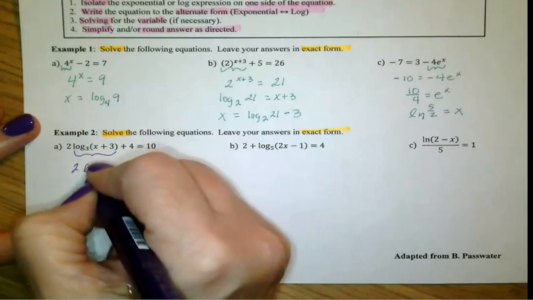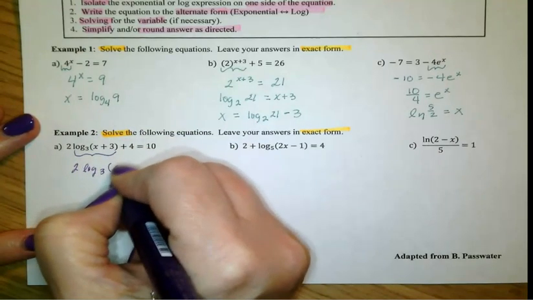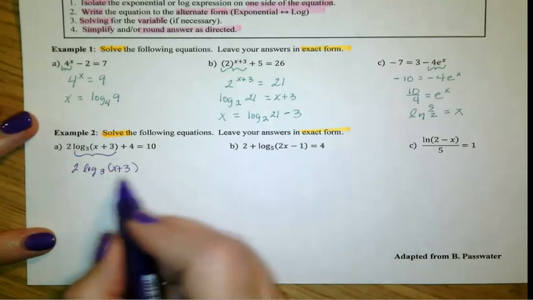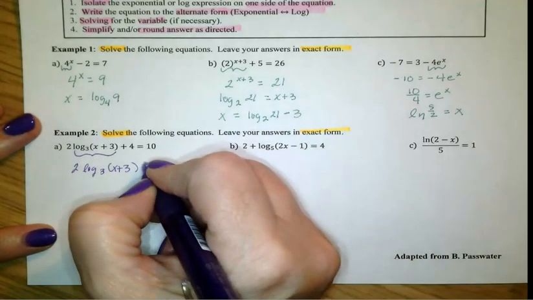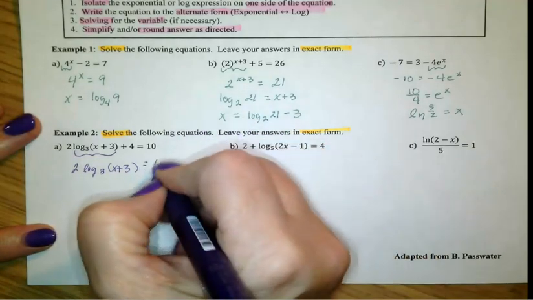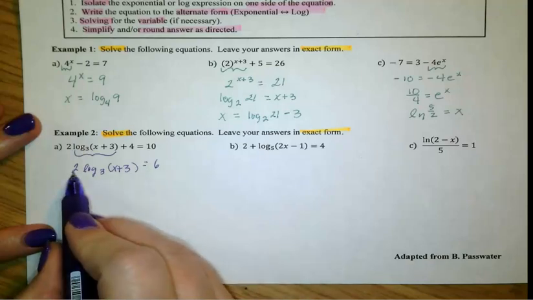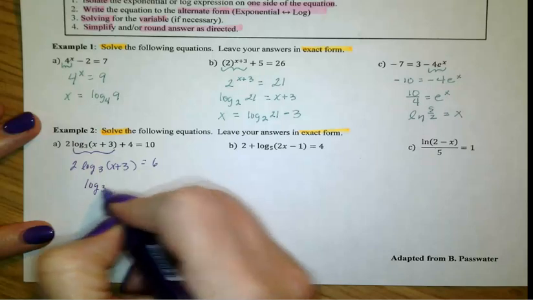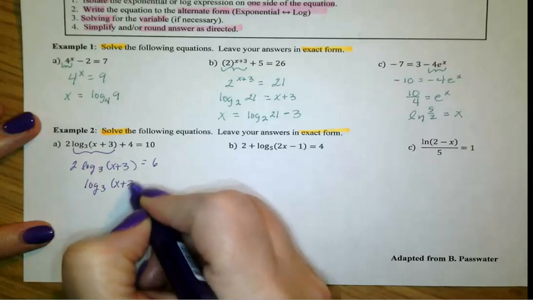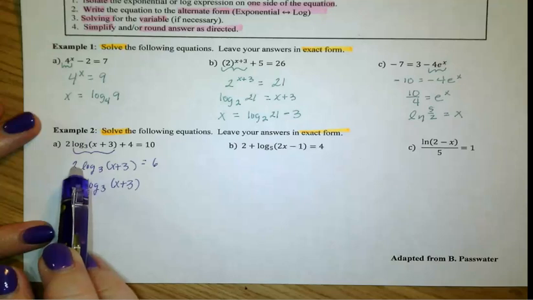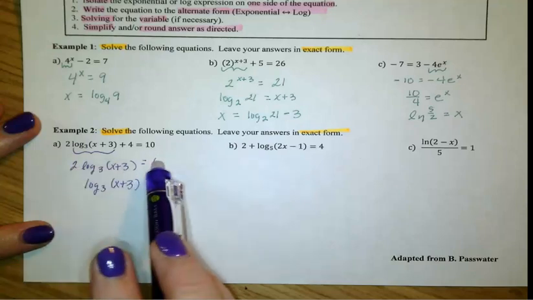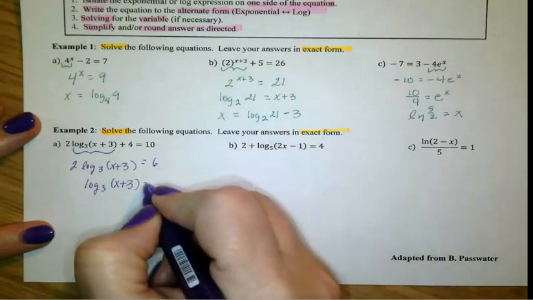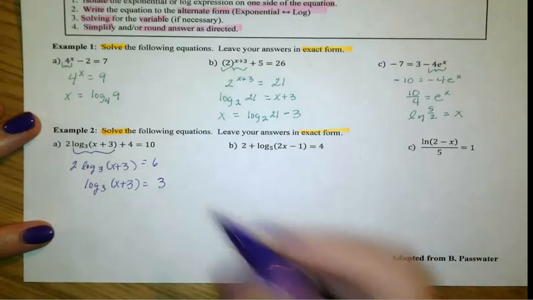So I have 2 log base 3 of x plus 3. Remember your parentheses around the x plus 3, because all of this is stuck to the log. And that's going to equal 10 minus 4, which is 6. And now I need to get rid of the 2 that's still attached to my log. So I'm going to say log base 3 of x plus 3, and then I'm going to divide this side by 2 to get rid of that 2. And what you do to one side, you have to do to the other. So then I'm going to take 6 divided by 2, and 6 divided by 2 is 3.